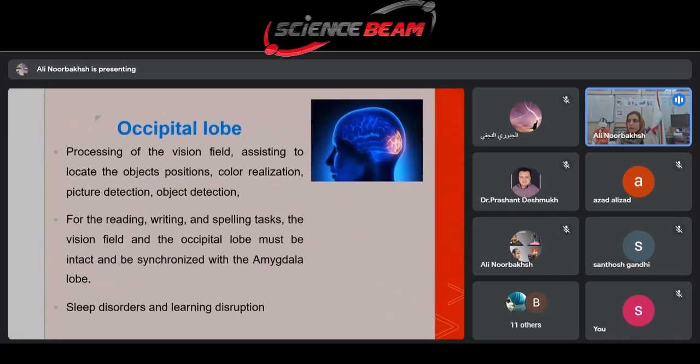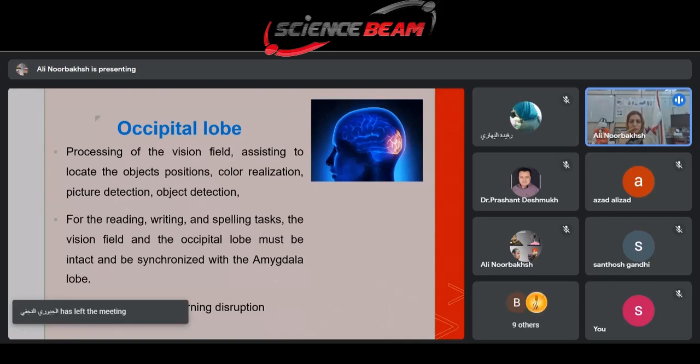And the occipital lobe. The occipital lobe again is one of the four major brain lobes in the human brain. The occipital lobe is so named because it rests below the occipital bone of the skull, and it's also the smallest of the lobes. It's very important. The occipital lobe is related to sleep disorder and learning disruption.